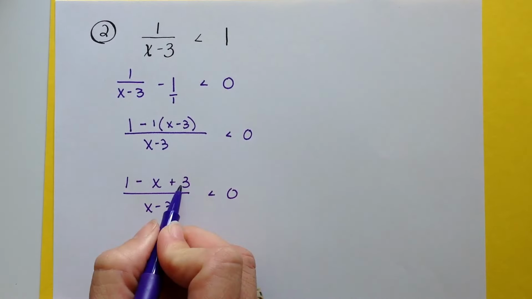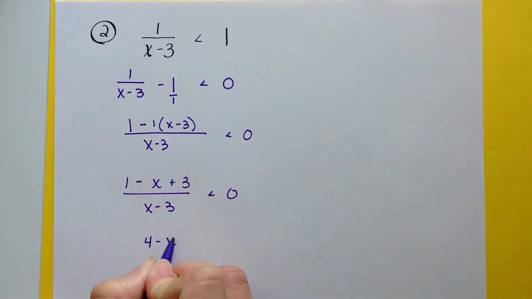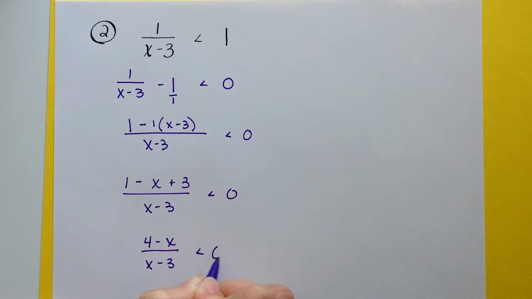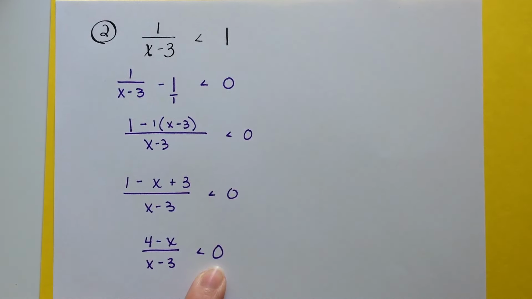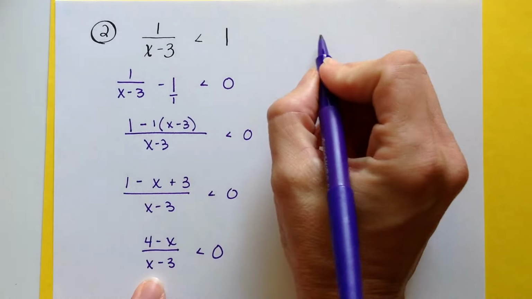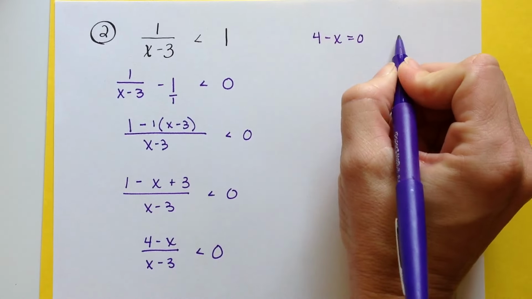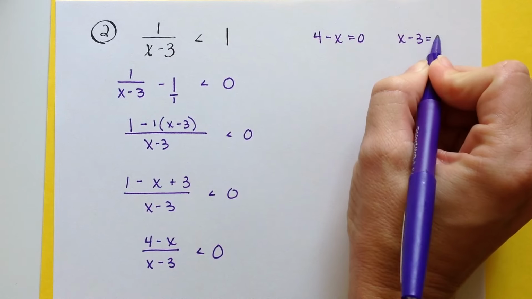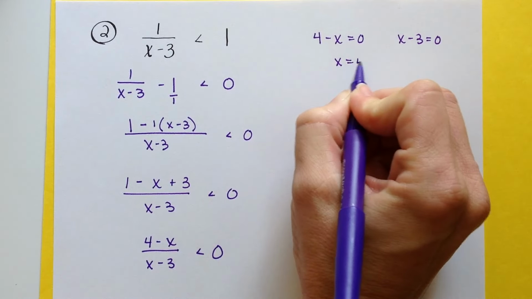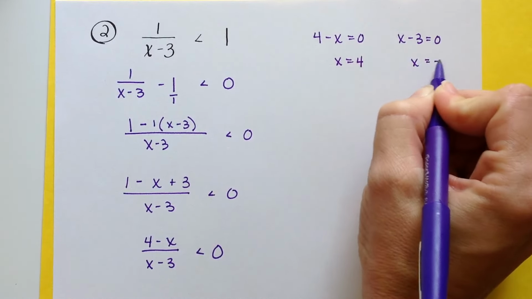And then I can combine the 1 and the 3. Okay, so see, now this is the form that we're wanting. We have a single fraction, single quotient on one side, 0 on the other. So from here is where I get my boundary points. So we're going to set our numerator equal to 0 and set our denominator equal to 0. So I get x equal 4 and x equal negative 3.